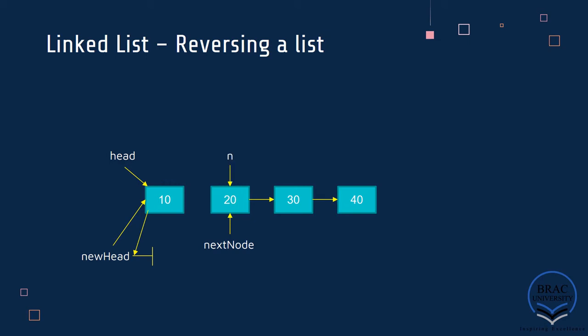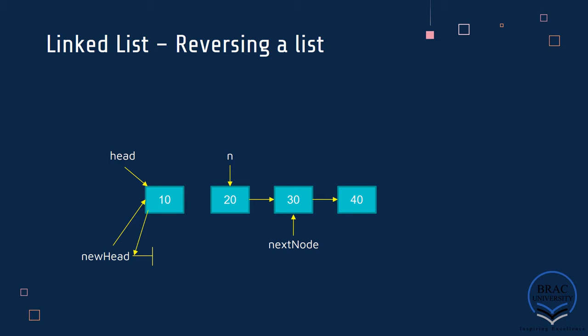Okay, so n goes to the next node reference, and now I'm going to change my next node because I have to change the link of 20 and 30. So next node becomes 30. Now it's fine to change the link between 20 and 30. So 20 and 30, it should be changed, and 20 should point towards 10.